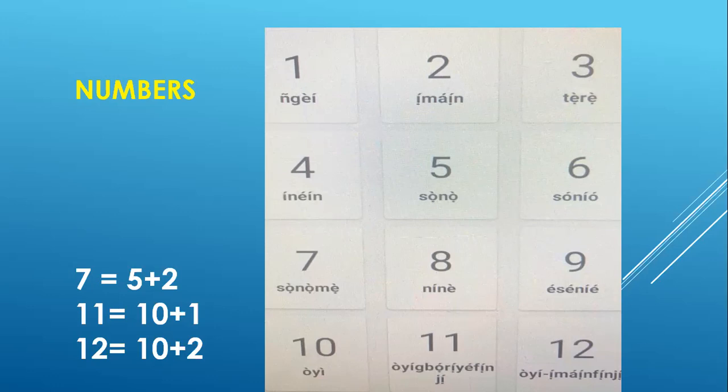So Sonome, Nine. Can you say 8? Nine. Esenye. 10, Oyi. Fantastic. Oyi anekanika ate. 11.